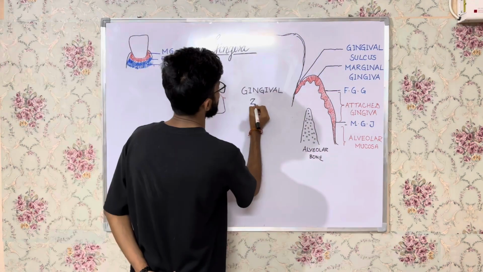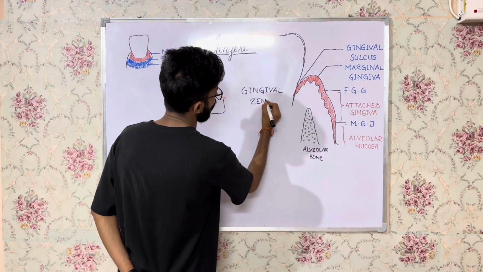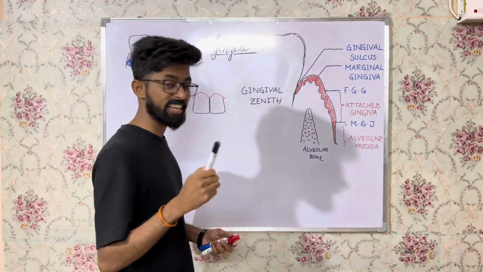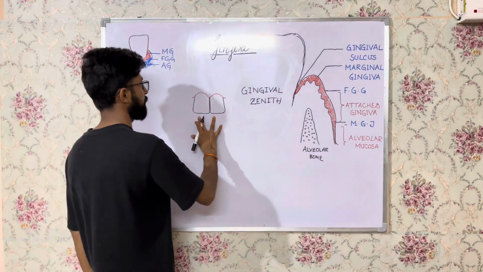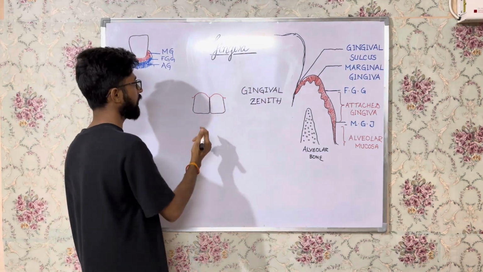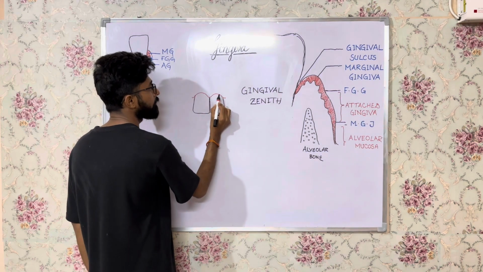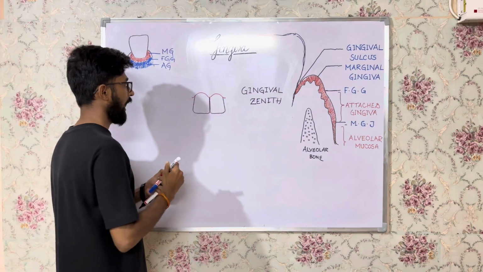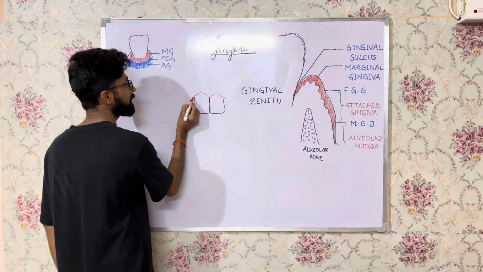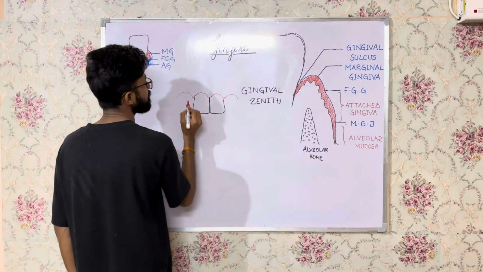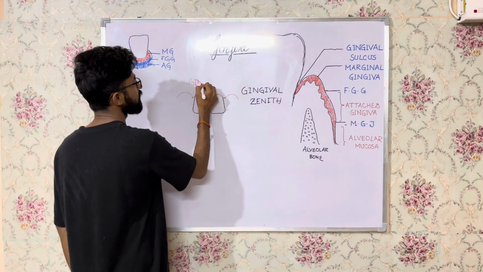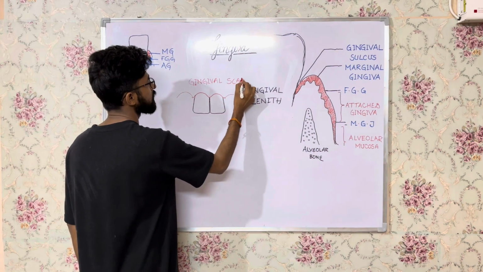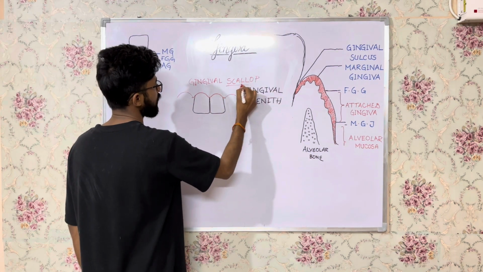Now there is a term called the gingival zenith. What is this gingival zenith? See, these are the maxillary anteriors. This is the boundary of the free gingival margin, and this tide-like pattern is called the gingival scallop. This pattern is called scalloping or scallop.